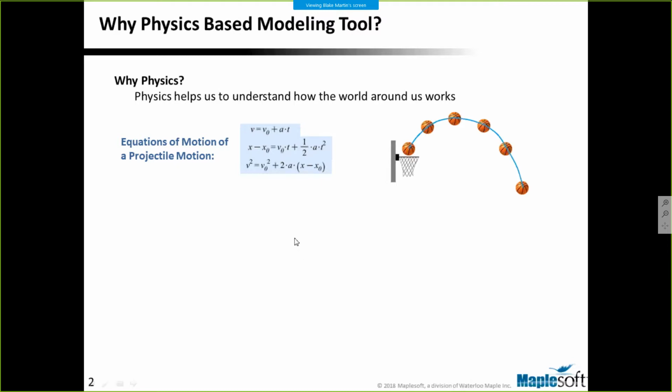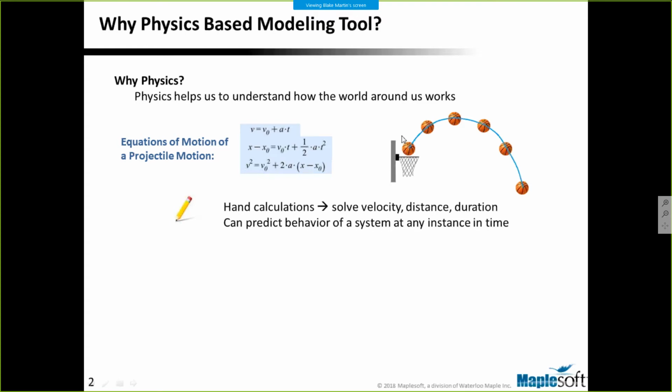One of the first sets of equations that we study in physics is the equations of motion of a projectile. We have our speed, our position, and our acceleration, and we can use these to figure out the position of things in time. So for example, if we're throwing a basketball, we can figure out exactly where it's going to be for any given time, how far it's going to go, and how high it's going to go.